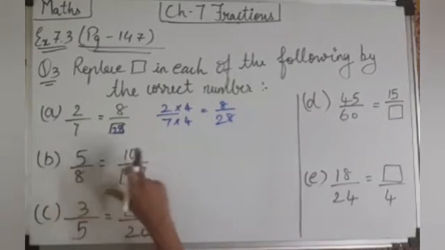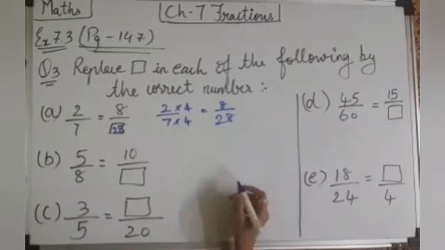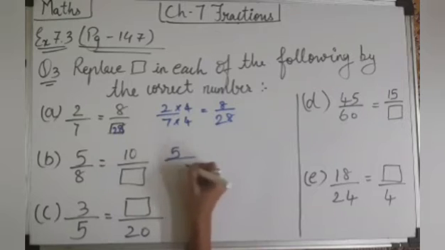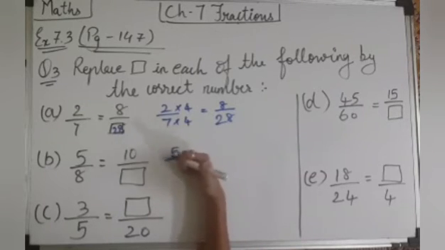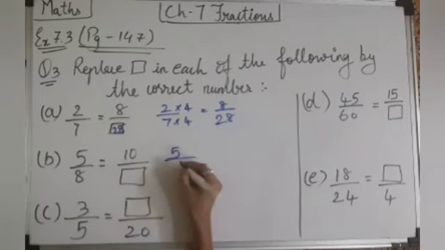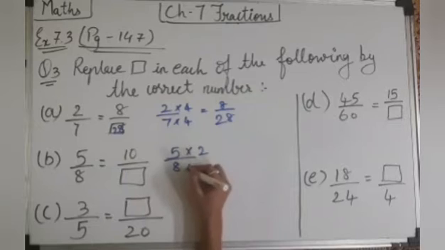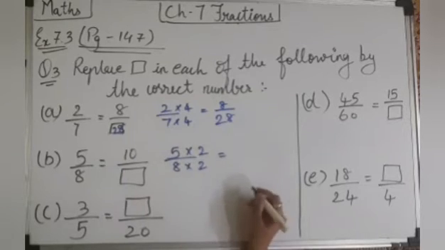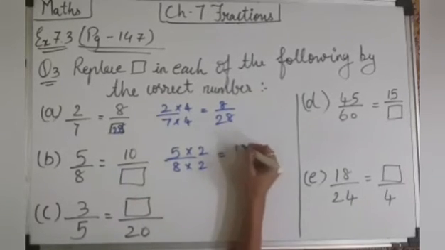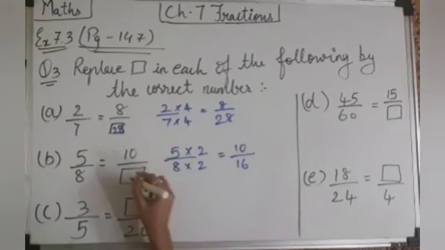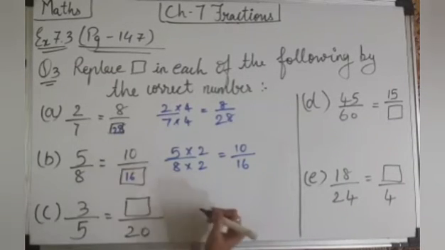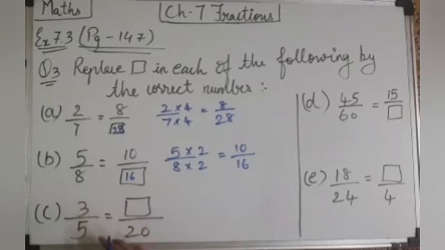Again, from the smaller number, we have to create a bigger number. By what number will we multiply to get the greater digit? 10 will multiply by 2. So in the denominator also we will multiply by 2. 5 twos are 10 and 8 twos are 16. Okay. 3 upon 5 is equal to dash upon 20.